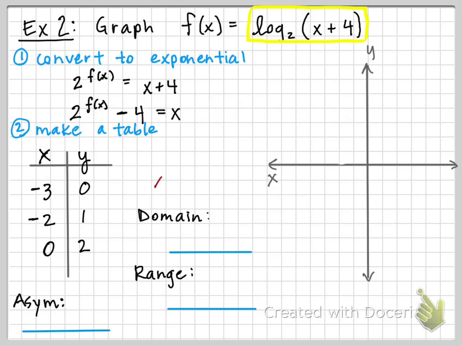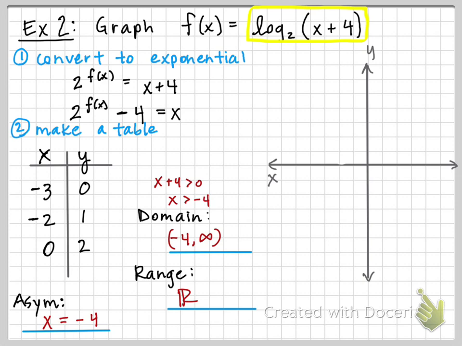Remember, you take the argument, in this case, x plus 4, set it greater than 0, solve for x. I'm going to get something like x is greater than negative 4, which converts to negative 4 to infinity. Your range for any log is all real numbers, and your asymptote is the domain value of x equals -4. Remember, it's an equals, not an inequality.